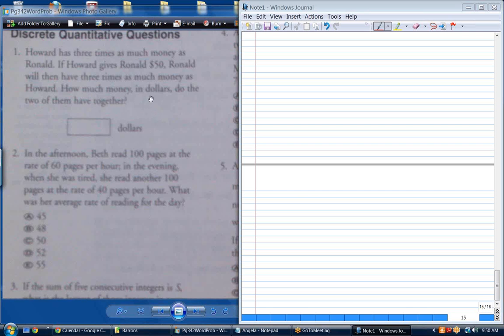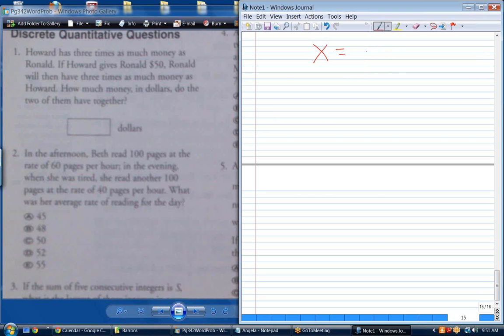So let's have a look at the problem. How much money in dollars do the two of them have? Well, let's set up some variables. Usually you look immediately to the last sentence to define your variable. In this case, I don't really want x to be how much both of them have. It makes it hard to write out the equations I'm going to need. So how about if we let x be how much Howard or Ronald has? Which one should I let it be?